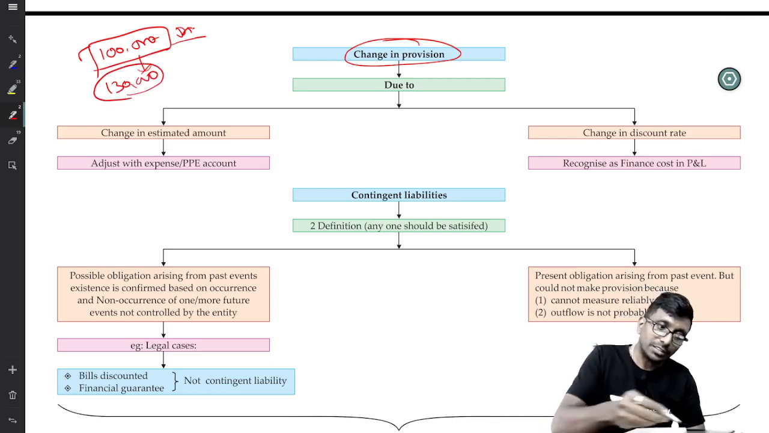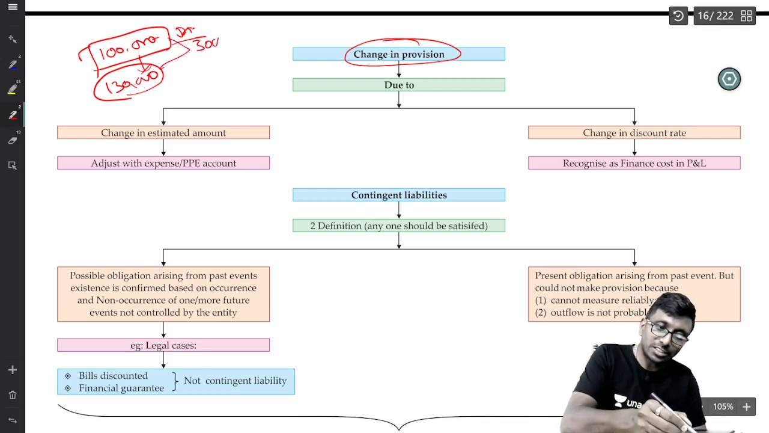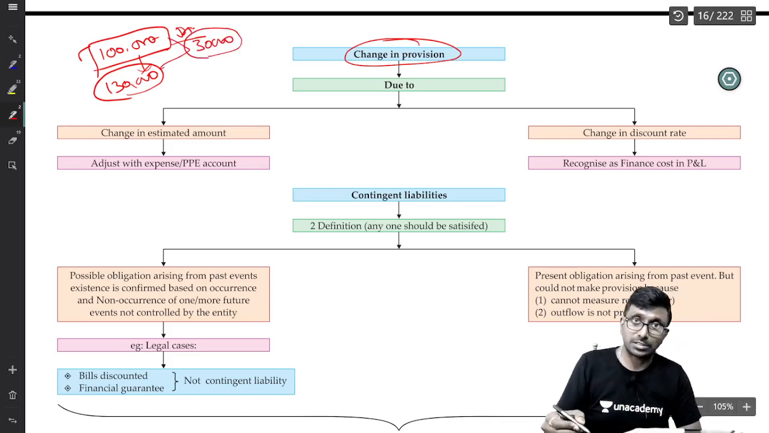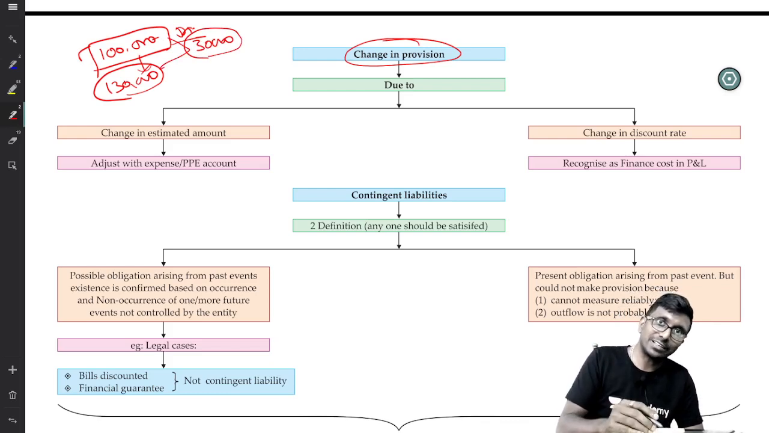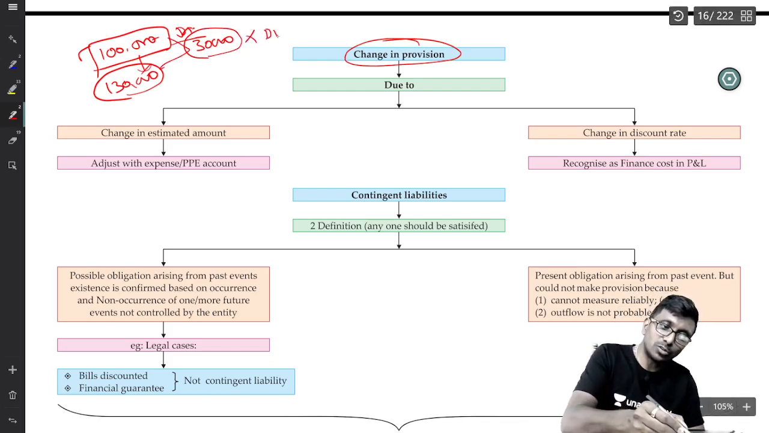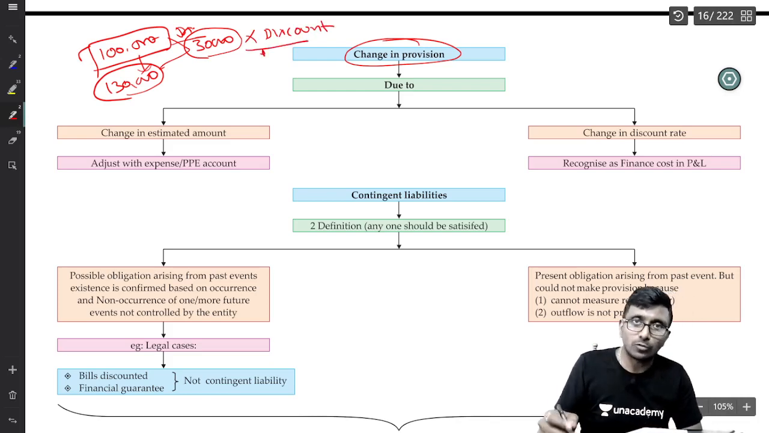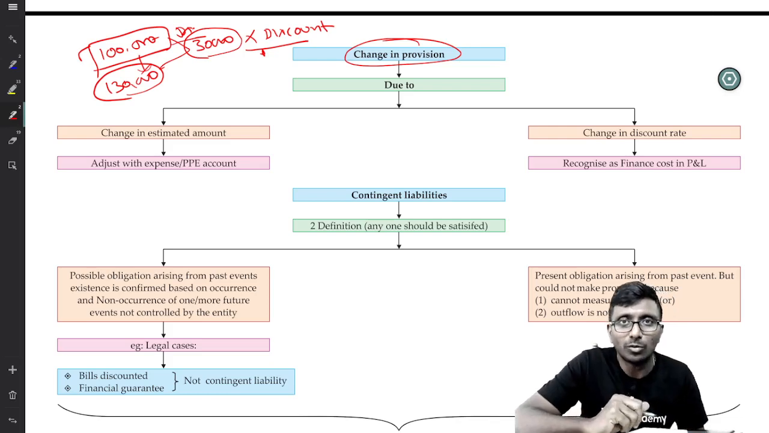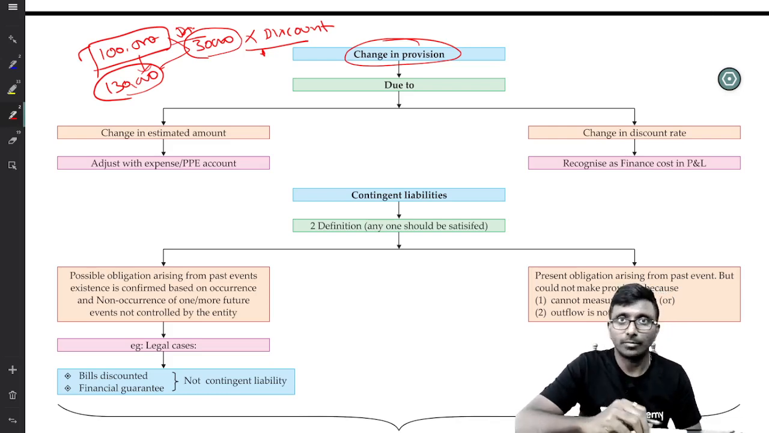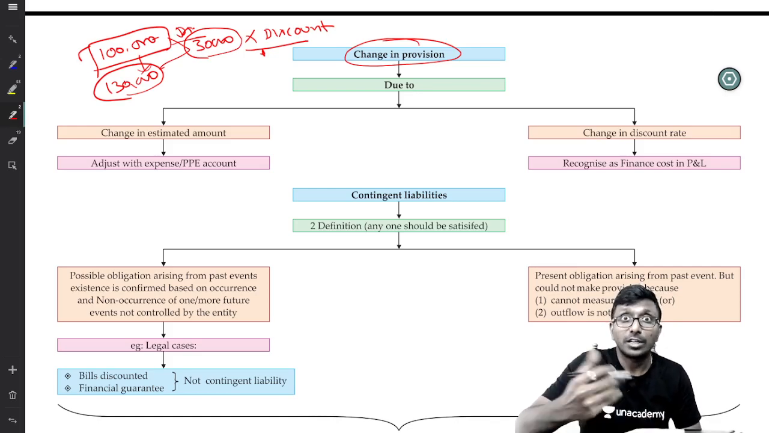Then isn't it that 30,000 rupees extra you are supposed to provide for? Yes. And not exactly 30,000 rupees, you are supposed to discount it. Yes, discount it. Now sir, okay sir, I will discount and add to the provision. Now tell me, debit what, credit what? Credit is provision, debit is what?